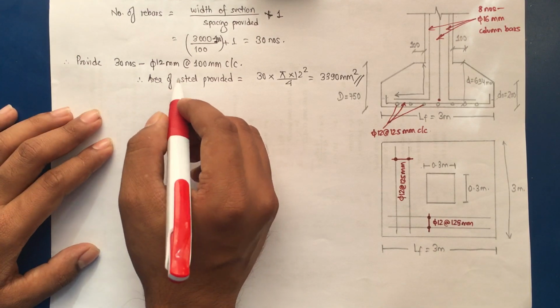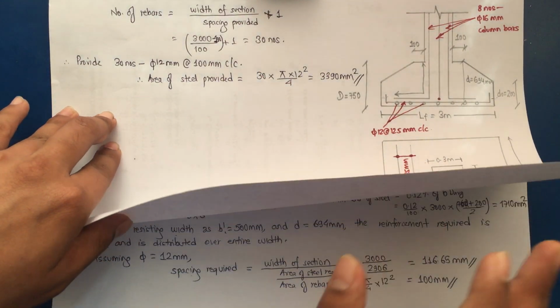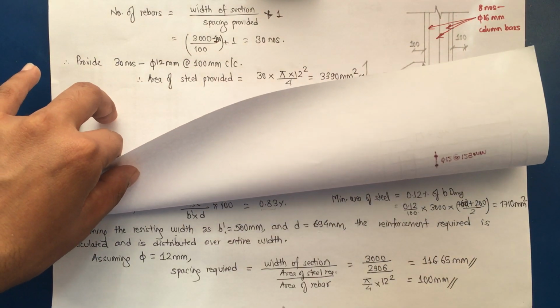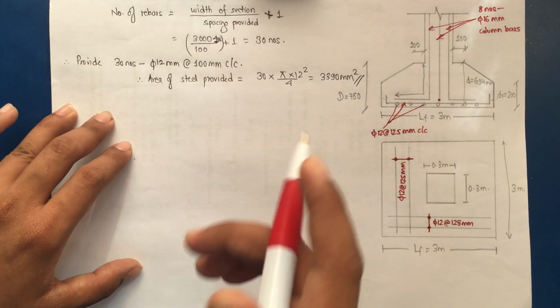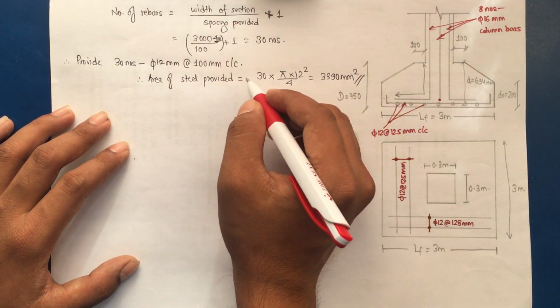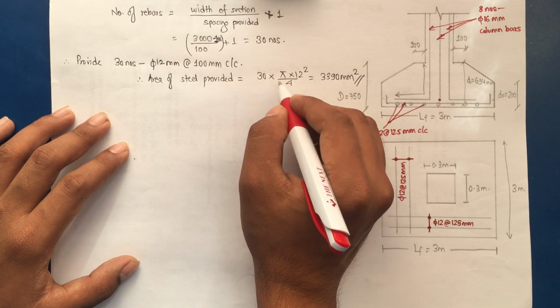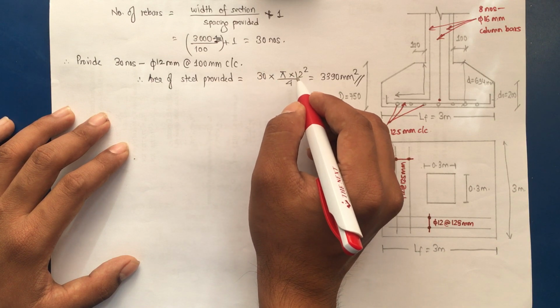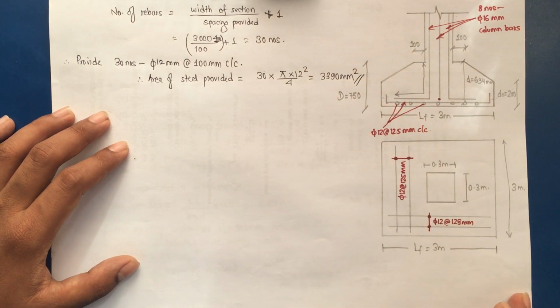Now the area of steel provided, as we have changed the spacing. The spacing was computed as 116, but we have provided 100 mm, so a closer spacing has been provided. So the area of steel will be different now. 30 as the number of bars into the area of rebar provided, so 3390 mm square, which is greater than the area of steel required. It is okay.